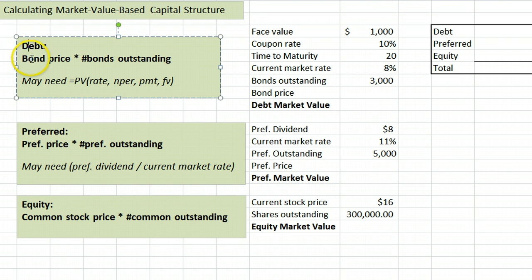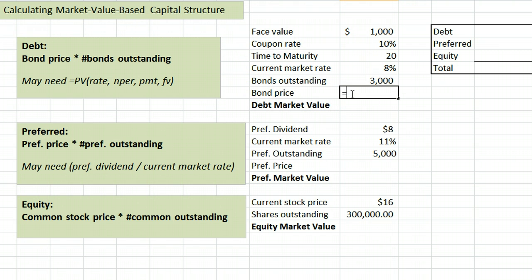Starting with debt, if you're lucky, you will have a problem that just tells you the market price of a bond, in which case you just put it in here and multiply by the number outstanding. But often you have to piece together the market value of the bond from other information, and that is most easily done with the equals PV formula in Excel. This is shown more carefully in a separate video, which is linked here. So we'll do it relatively quickly here.